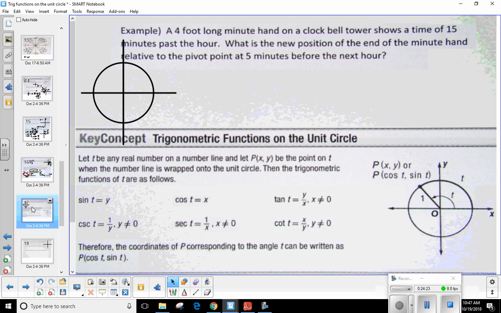Now, if you're talking just in terms of the problem, right here, the tip of the minute hand is starting at 40. Because remember, the length of the minute hand is 4 feet, right? So time passes. We want to know the coordinates of that tip 5 minutes before the next hour. That's what we're trying to find.